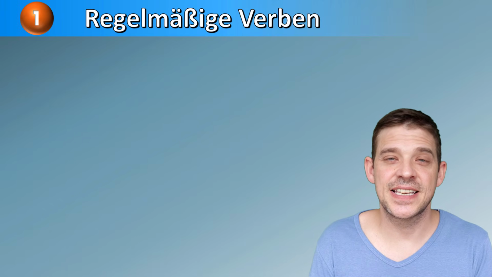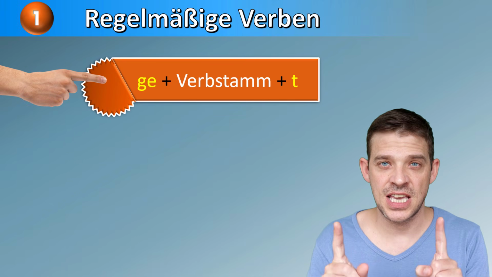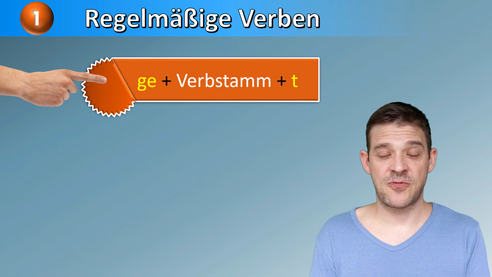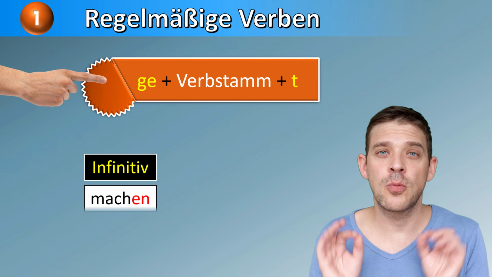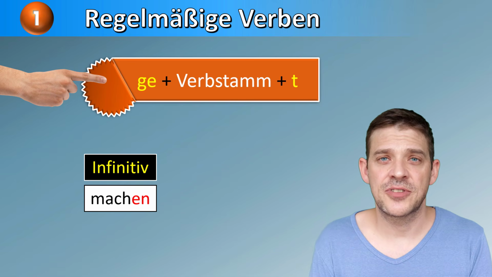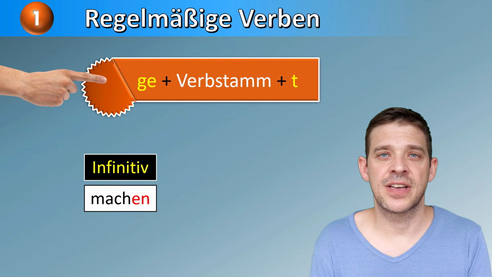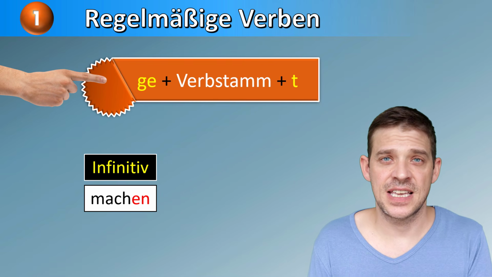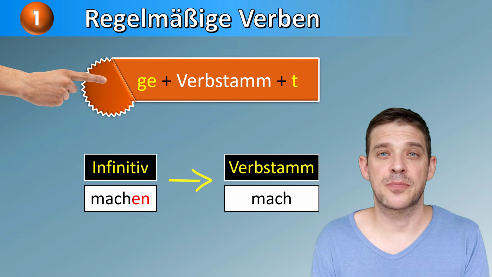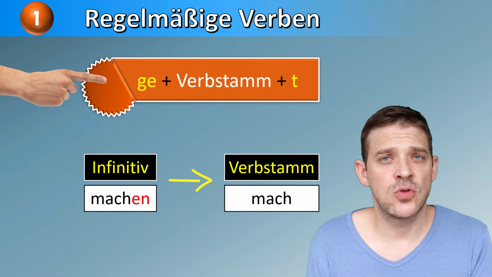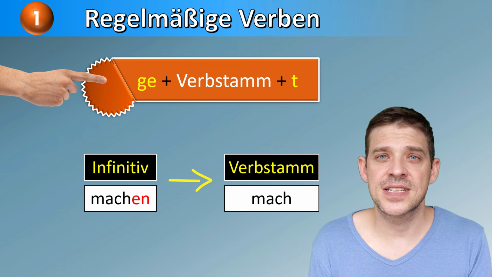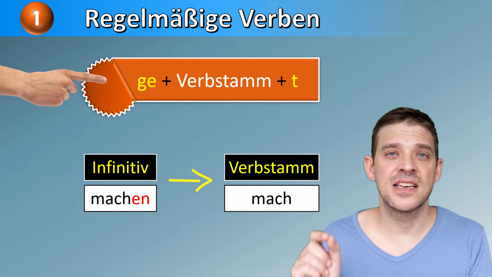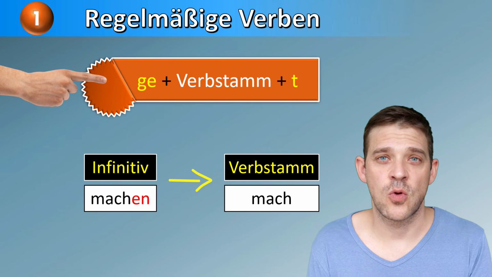Nummer 1, regelmäßige Verben. The rule is GE plus Verbstamm plus T. Was ist ein Verbstamm? What is this Verbstamm? If you have the normal verb, for example, machen, you have these en endings. In most verbs, you have an en ending in the infinitive form. Now you cut this en and then you just have this Verbstamm, the verb stem. You need this also, for example, for the present tense conjugation. You take the Verbstamm and then you just add the endings, e, st, t, and so on.